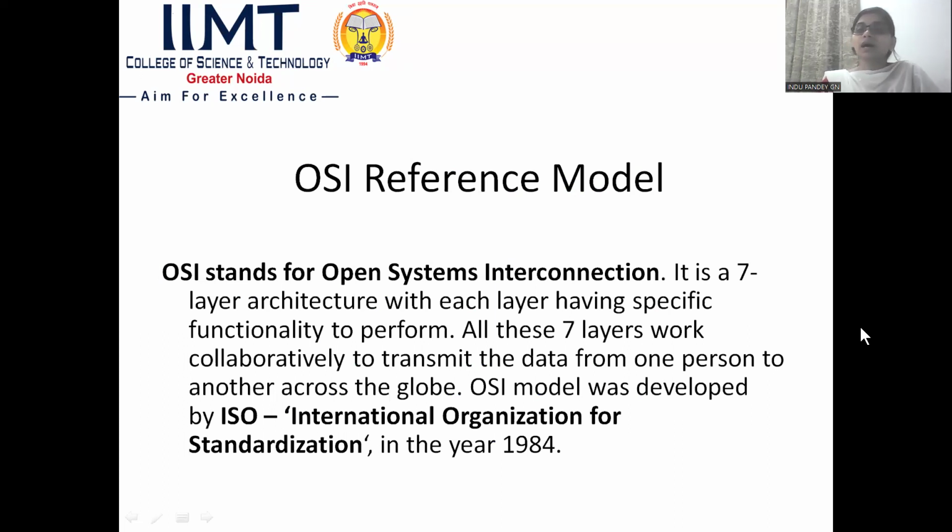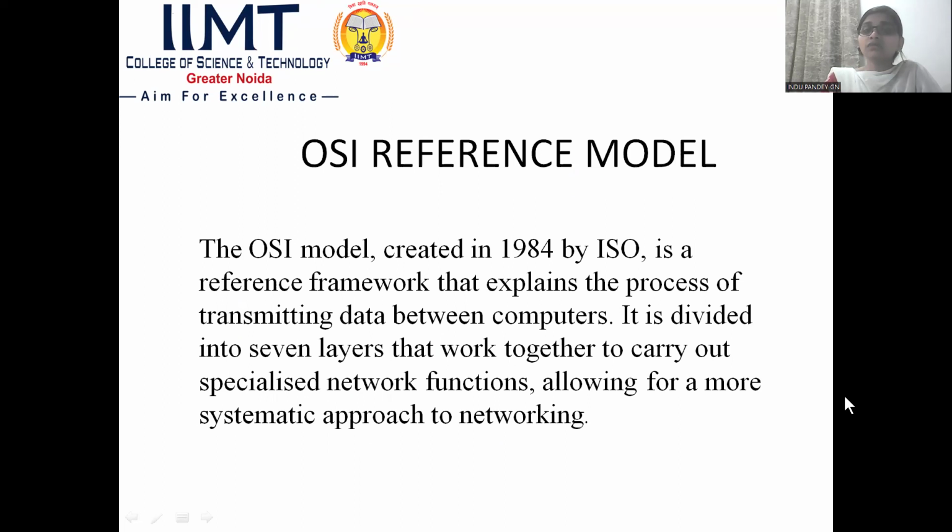OSI was developed by ISO, that is the International Organization for Standardization. The OSI model is a seven-layer architecture in which data is transmitted across these seven layers from the sender side and received at the receiver side after passing through these seven layers. The OSI reference model was created in 1984 by ISO.